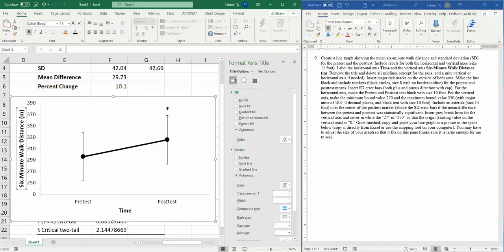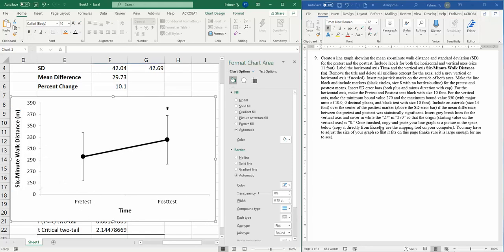Real quick with this vertical axis, I'm just going to move it slightly to the left. You don't have to do this on your graph. I just did that on mine to provide a little bit extra space in between the values and the label here. It just looks a little bit more visually appealing. Again, you don't have to do that, but I just did that here.